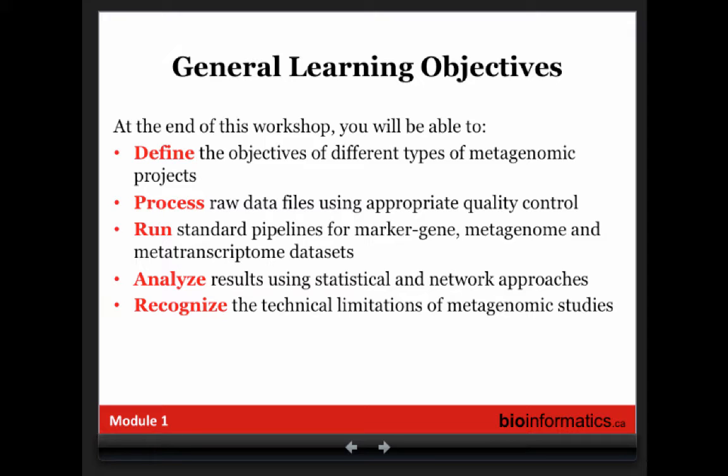We'll also then show you, once you process your data, how you could analyze the results, some of the statistical approaches and network approaches for analyzing the results. And as you know, it's an evolving field, so it's also important to recognize the technical limitations, and there are also conceptual limitations of metagenomic studies that we'll bring up during the workshop.